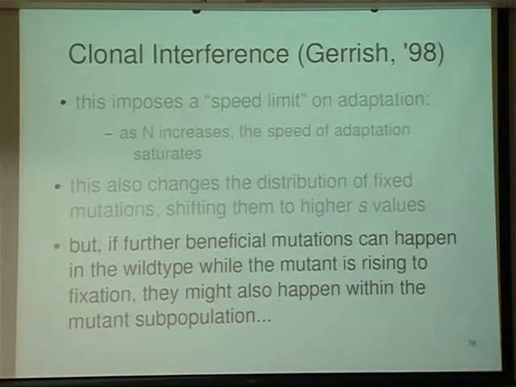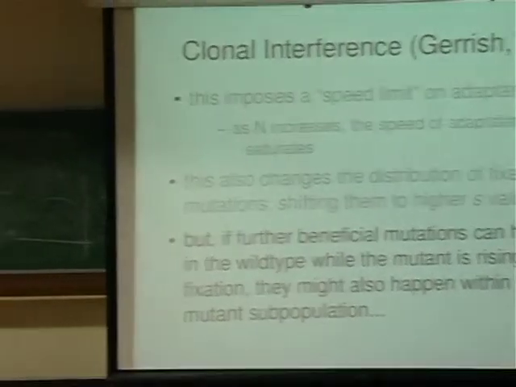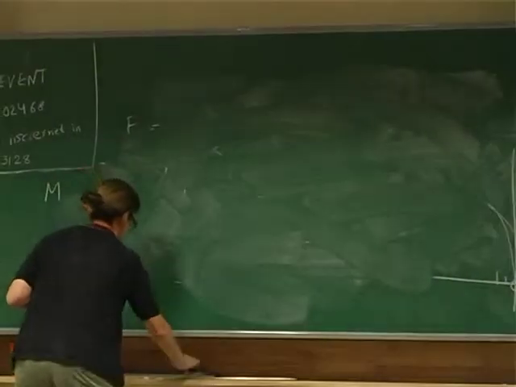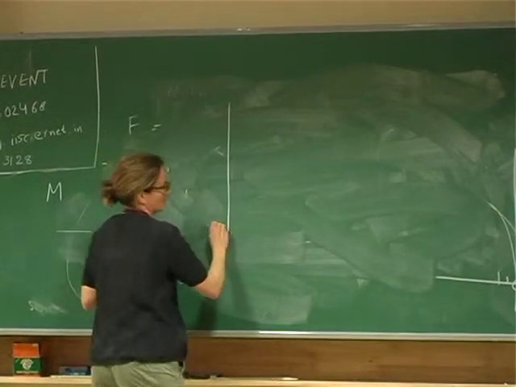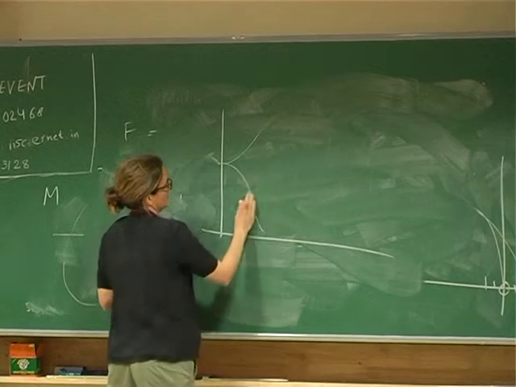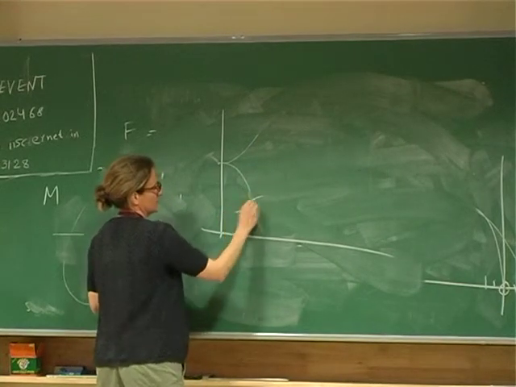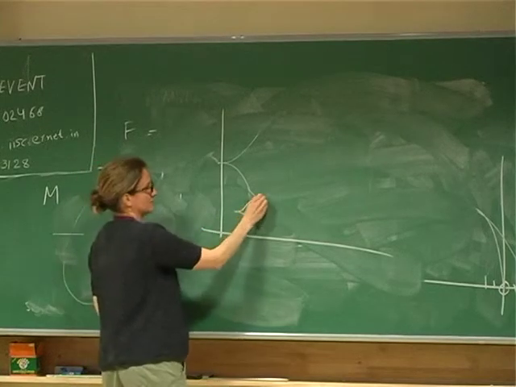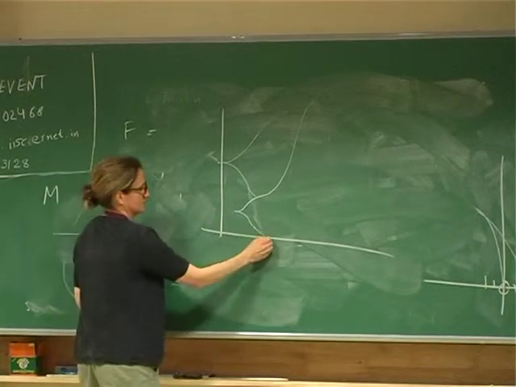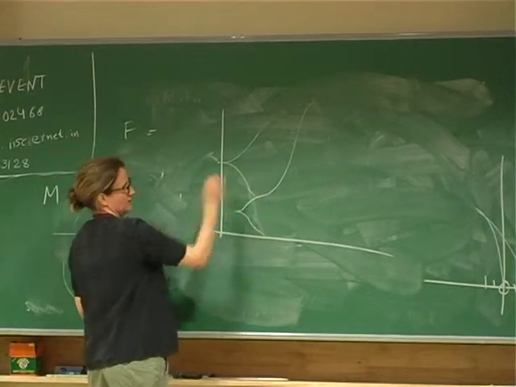Right. So then various people thought, but if beneficial mutations can happen in the wild type while the first beneficial mutation is en route to fixation, so this is this picture. You've seen it before, but I'll put it up here again. While this is en route to fixation but hasn't got there yet, a new mutation happened. A different color arose here, and maybe this one's actually better, and it rises to fixation. That's clonal interference. This S is bigger than this S.